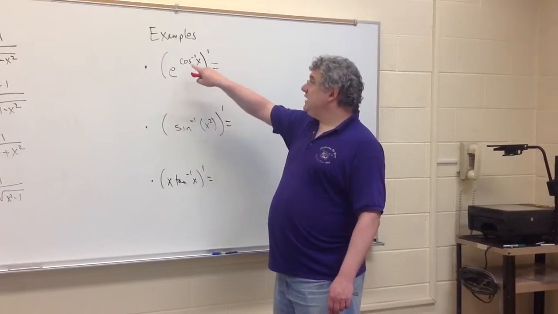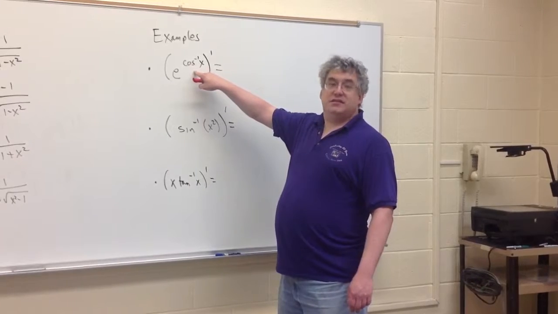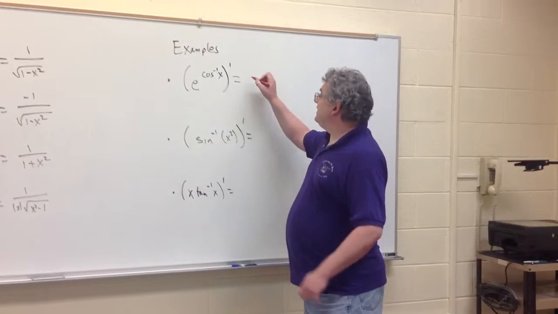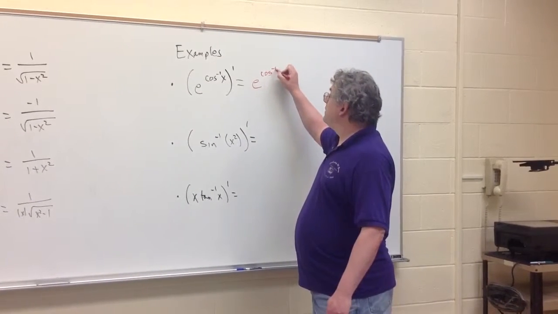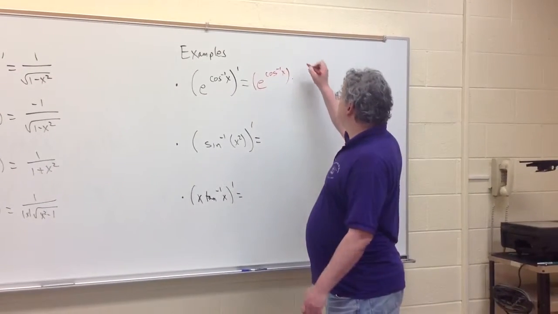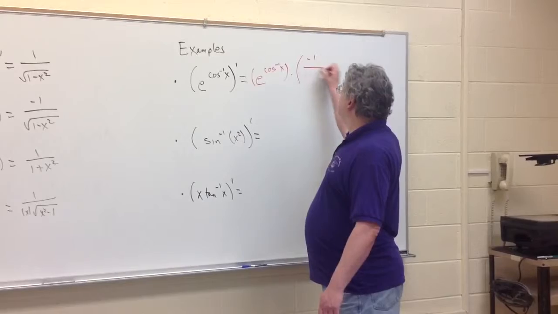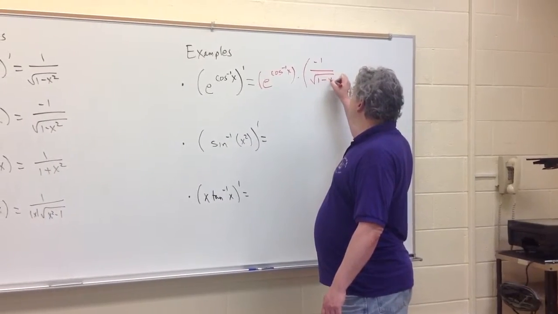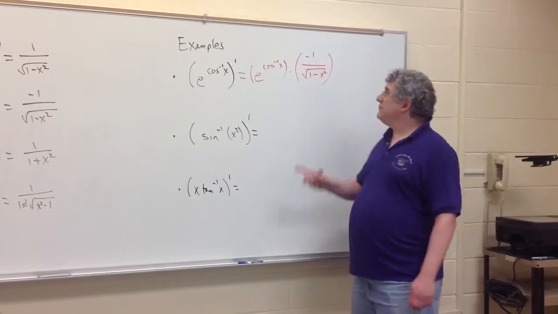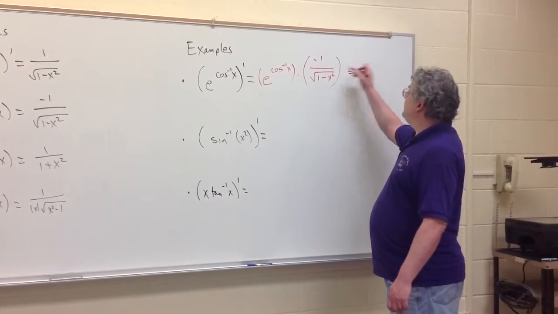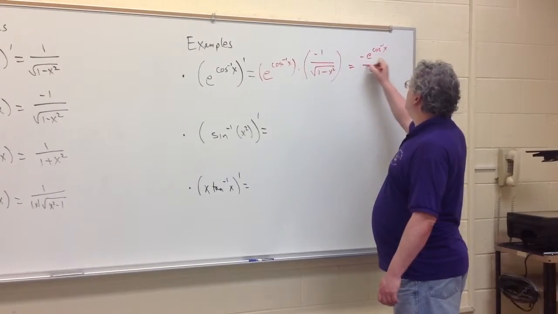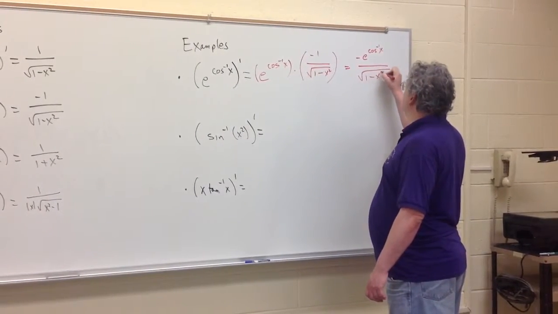The derivative of e to the inverse cosine of x. Well, this is a chain rule. We learned the chain rule. The derivative of e to the something is e to that something. But then we don't stop there, because we then multiply by the derivative of the something. In this case, that something is inverse cosine, and its derivative is minus 1 over the square root of 1 minus x squared. There's no way to combine these. Well, there sort of is. We get minus e to the inverse cosine of x over the square root of 1 minus x squared.